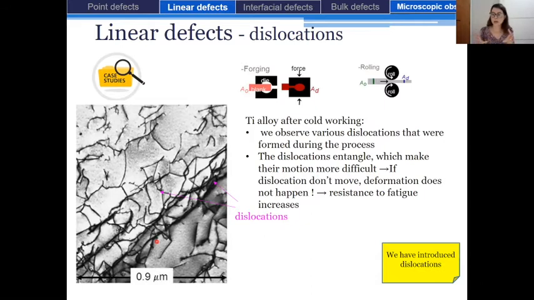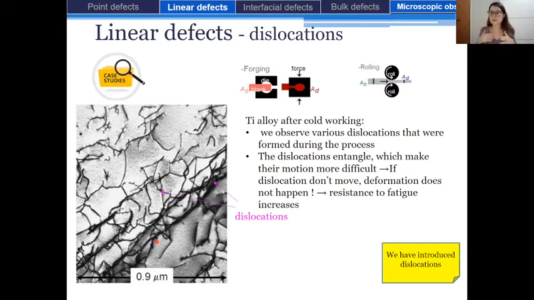So in fact, what happens during the process is that we control the number of dislocations in order to get a final material in which there are so many dislocations that, during the use of this material, their movement will be hindered. And so during the use of the material, no more plastic deformation will occur.